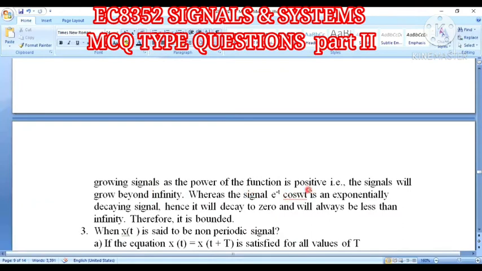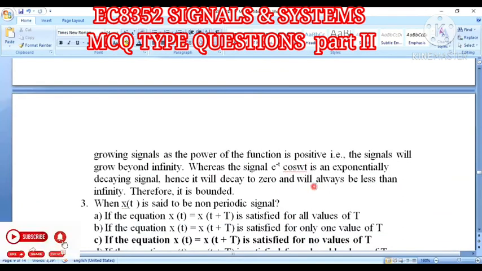So it is a growing signal as the power of the function is positive. The signal will grow beyond infinity. Positive means it will grow beyond infinity. We can't say it comes within the limit, within the bounded range, because it is a rising exponential. The signal value will grow and grow beyond infinity.